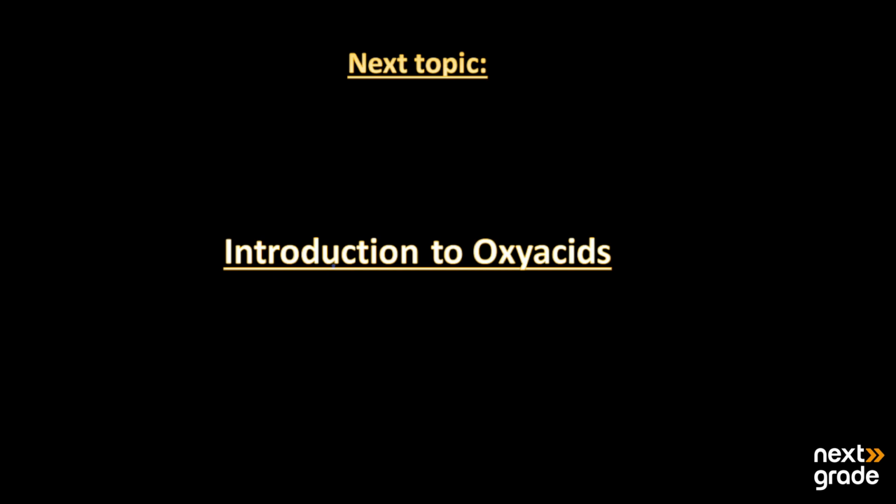The next topic that we will discuss is the introduction to oxyacids of the halogens: what types of oxyacids halogens can form and what their main properties are, we will discuss in the next one.